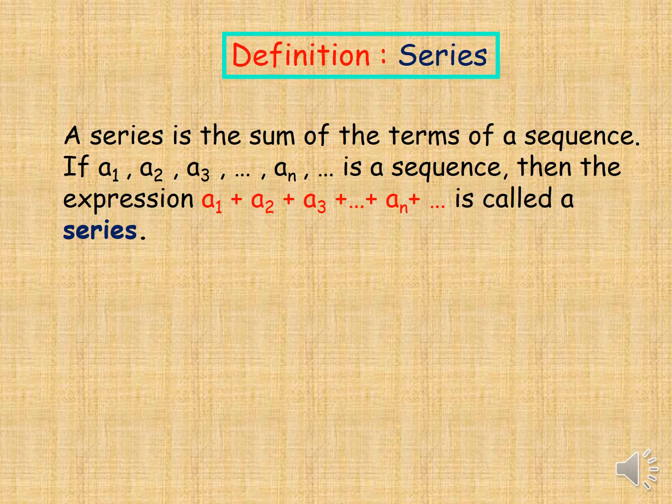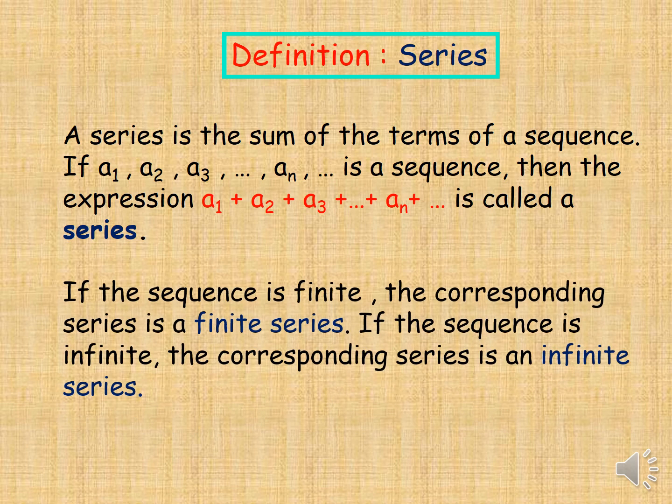Definition of a series. A series is the sum of the terms of a sequence. If A1, A2, A3 until An and so on is a sequence, then the expression A1 plus A2 plus A3 plus until An plus dot dot dot is called a series. If the sequence is finite, the corresponding series is a finite series. If the sequence is infinite, the corresponding series is an infinite series. Example of finite series. Example of infinite series.